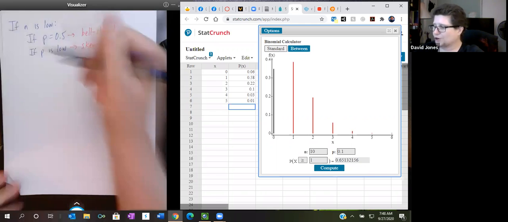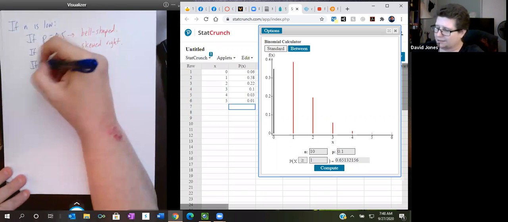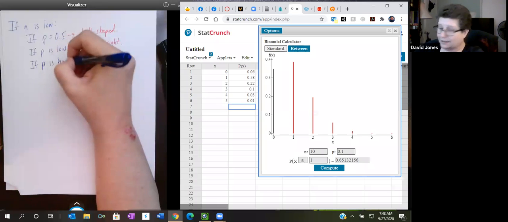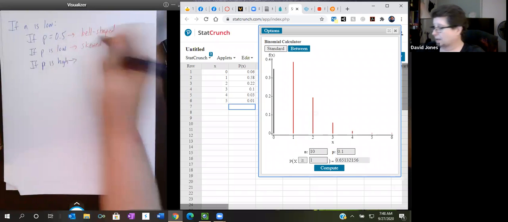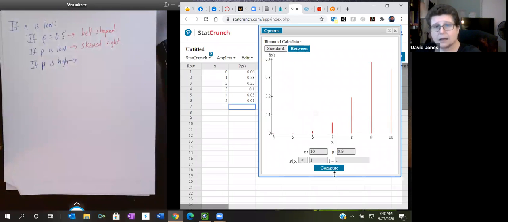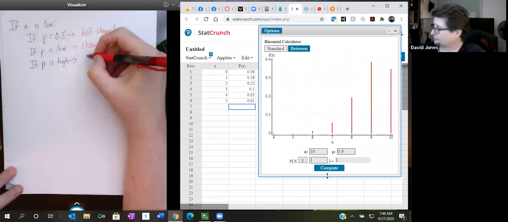And I'm sure you can guess, if p is low and it's skewed right, guess what happens if p is high? Change that to 0.9. Now it's larger on the right and it tapers off as you go to the left, skewed left.